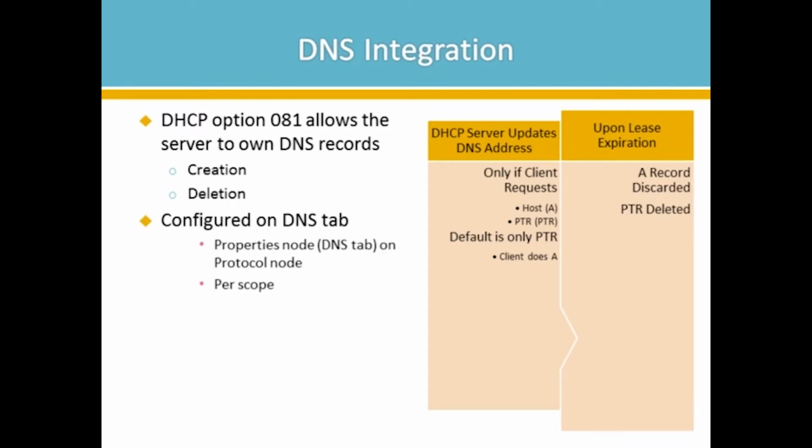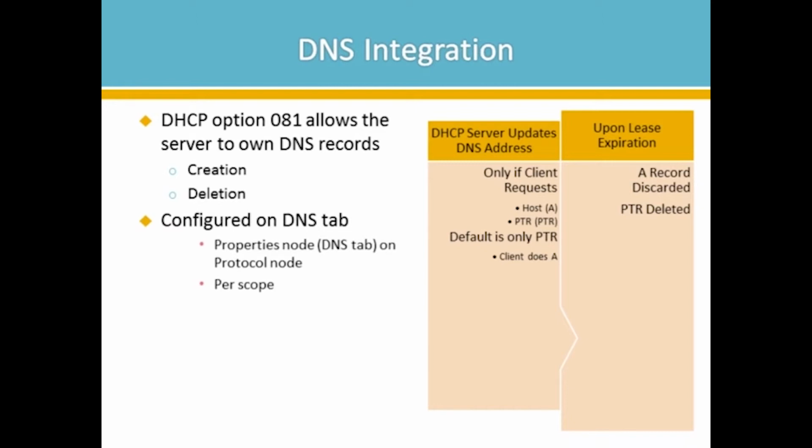So we have something known as DHCP Option 081. Now, 081 allows the server to actually own the DNS records. So DHCP is doing all the work on behalf of the client. It'll create the records. It'll also delete the records when the IP address expires. Now, we can also go to the DNS tab of DHCP. On the Properties node, you will see that there's what's known as a Protocol node, and here you can configure this per scope.